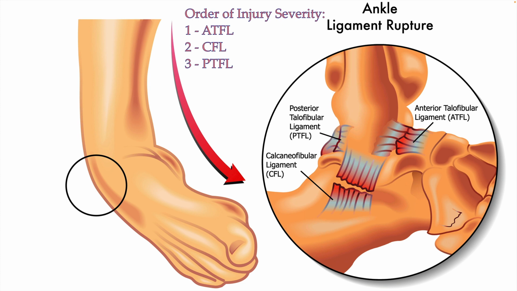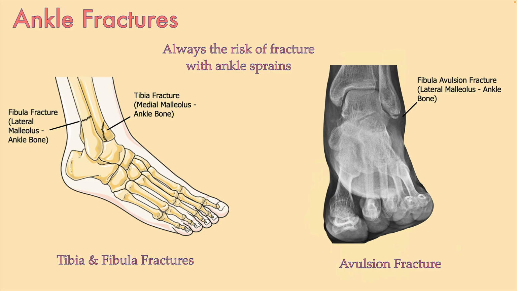As a practitioner, I can do different tests to assess which of those ligaments have been involved. We do that by testing the stability of the joints that they connect. Now, there's one thing that we also need to be mindful of when we do an ankle sprain, and that's, have we got an ankle fracture involved here too?